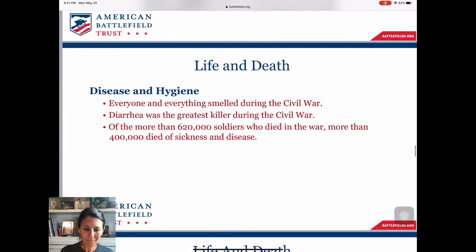Okay, disease and hygiene. They didn't understand disease and hygiene. So everyone and everything smelled during the Civil War. The streets in Washington, D.C., there were body parts, like in piles. The front of the White House had pop-up tents. There were men camping. There were soldiers. It was a soldier encampment.